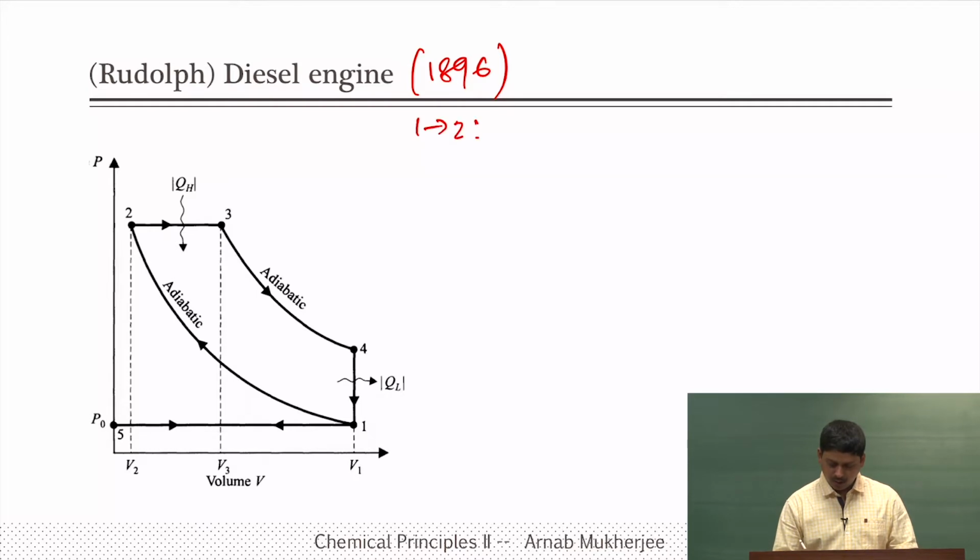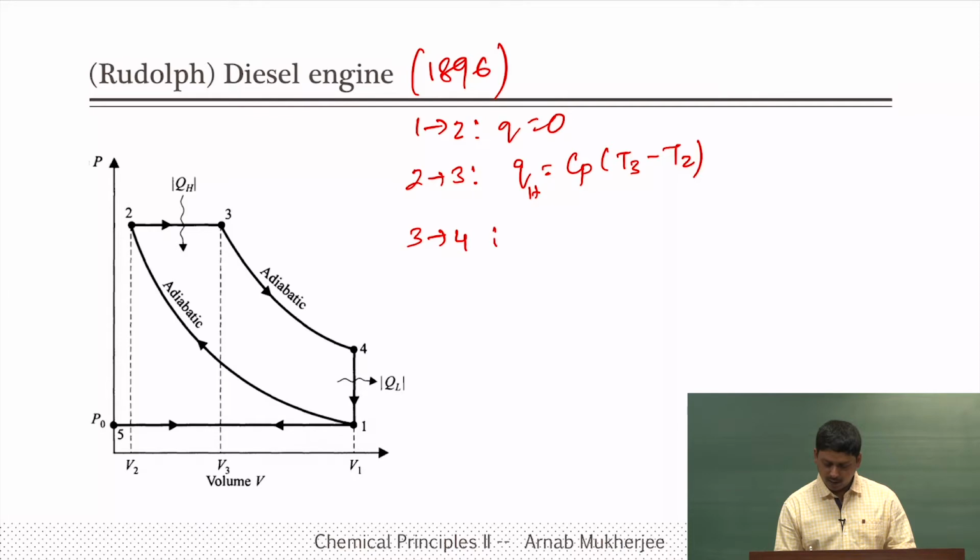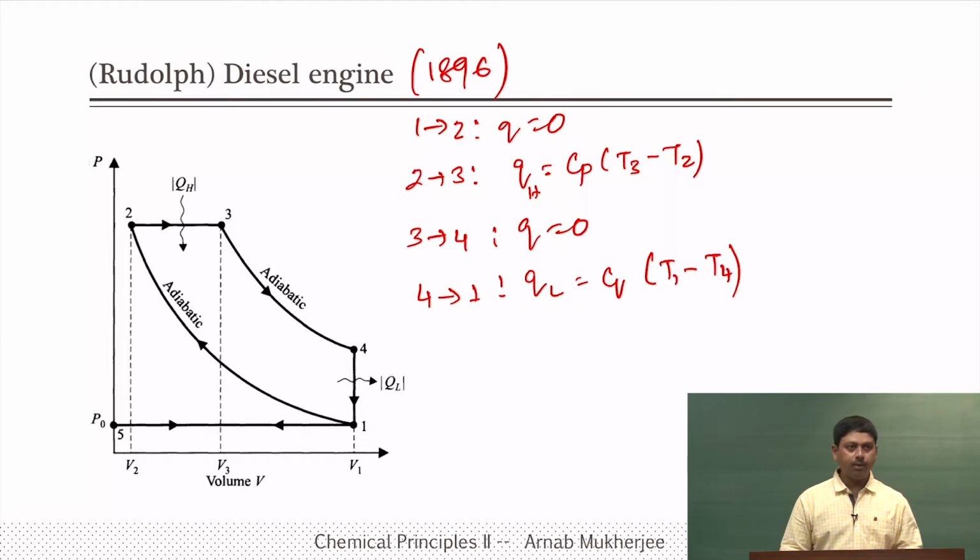1 to 2 is an adiabatic step. So, Q is 0. And the second to third step is a constant pressure process. So, Q is Cp (T3 minus T2), this is the QH actually. And in the 3 to 4 step, again Q equals 0, and in the 4 to 1 step, where the QL is Cv, because it is a constant volume process, (T1 minus T4). You see here that I am not using any minus sign, because since I am going in a cyclic manner, the signs will automatically come in.